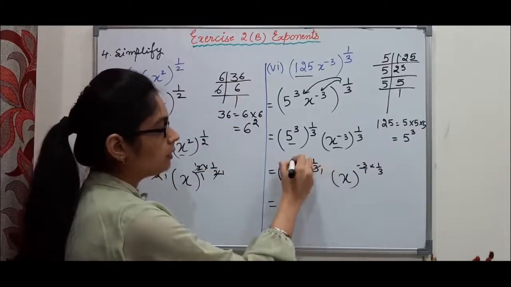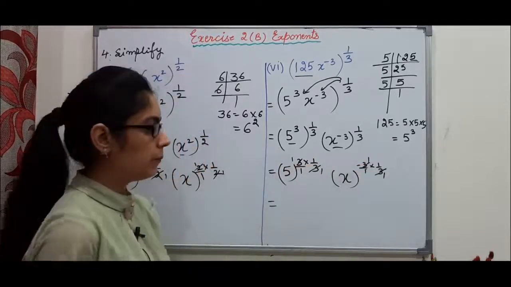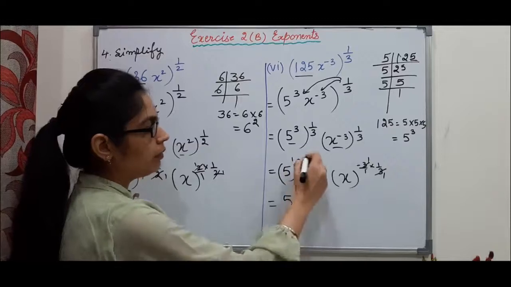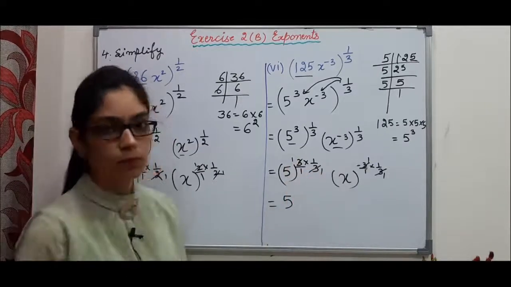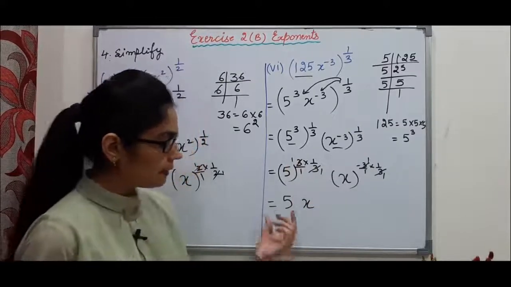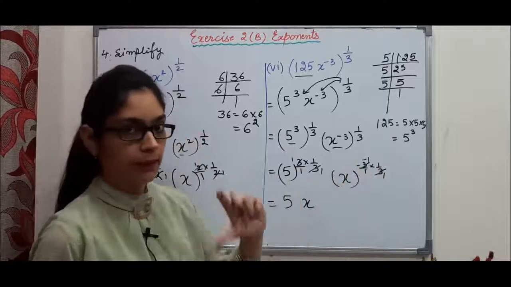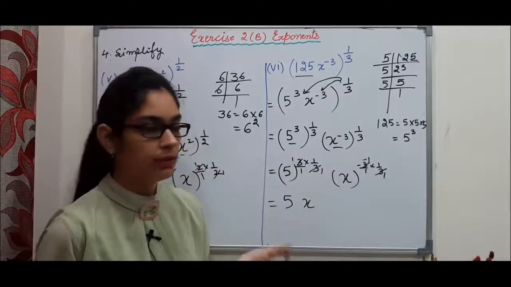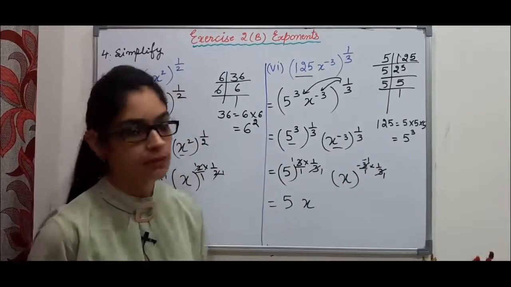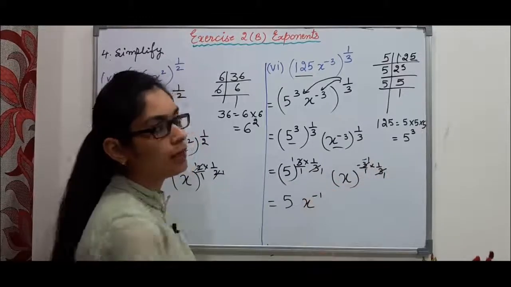3 into 1, 3 into 1, they will get cancelled the same way, 3 into 1, 3 into 1. So 5 to the power 1 into 1, 1, 1 into 1, 1. So 5 to the power 1, I can write it as 5 minus 1, because here the minus sign is also there. So in multiplication, when 1 minus sign is there, in the answer also we have to write the minus sign. So 1 into minus 1 is minus 1, 1 into 1, 1.